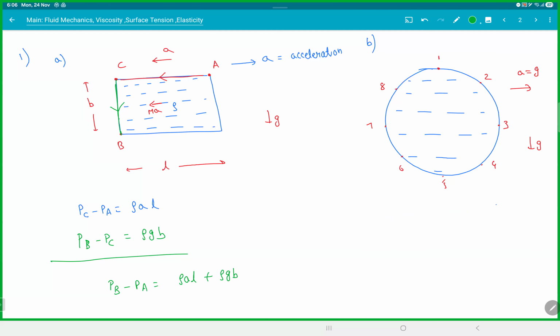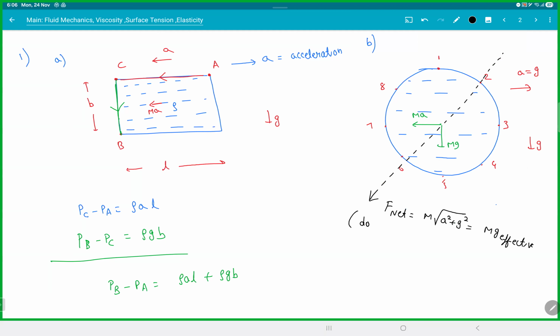So here the pseudo force ma will act backward, your gravity mg will act downward. So the resultant force here, a is equal to g, will be at 45 degrees. This is the direction of F net, which will be m into root over a square plus g square. So this will be equal to m into g effective.